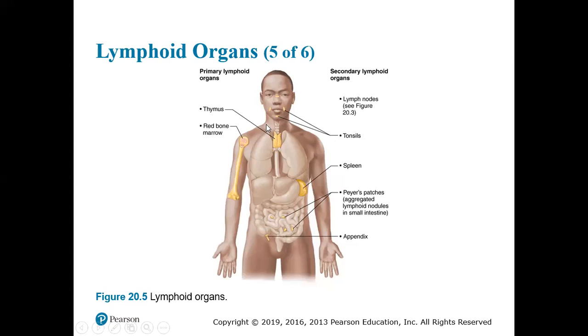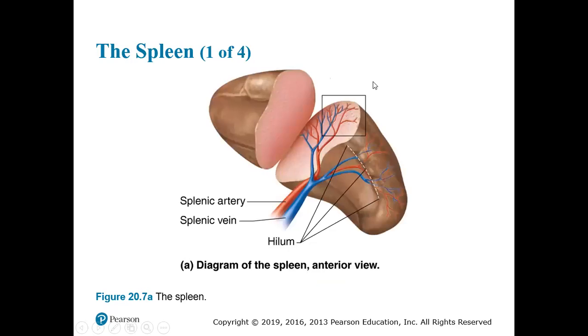We have tonsils. There are four different types based on locations. We have our spleen, and we have our appendix and the Peyer's patches. So let's take a look at the spleen.